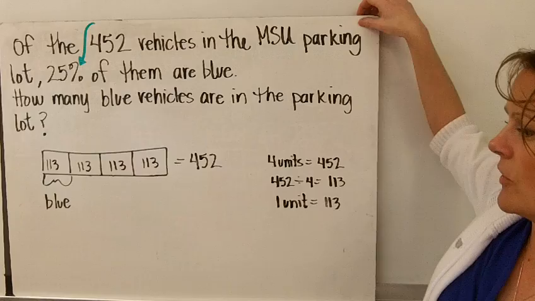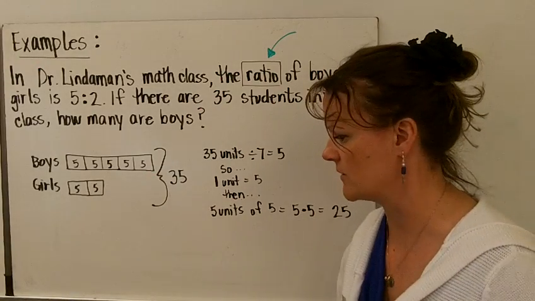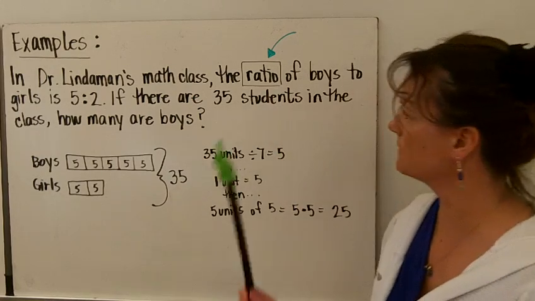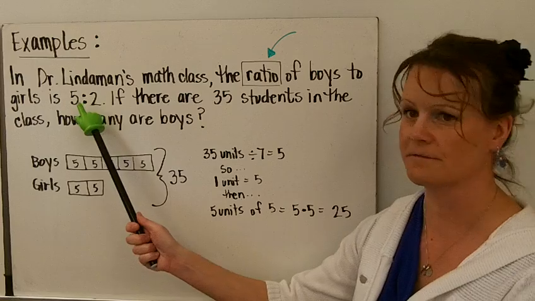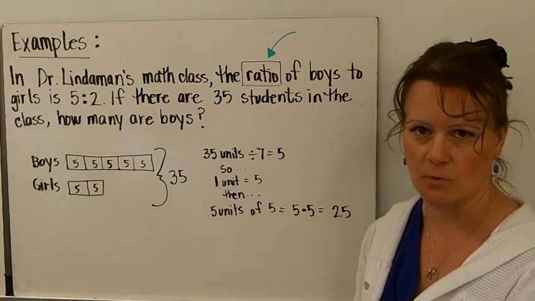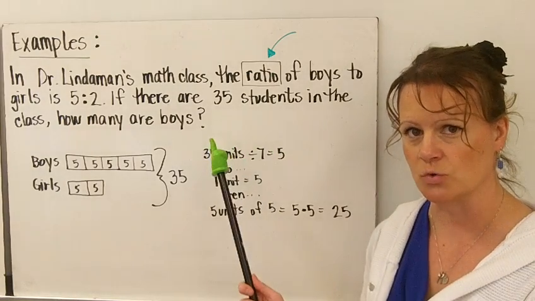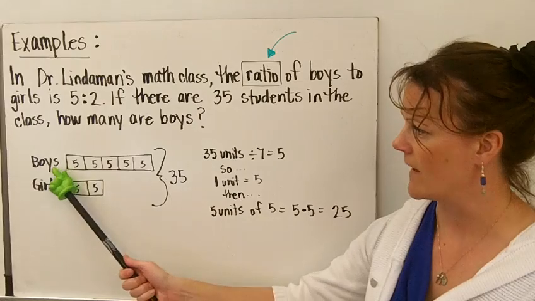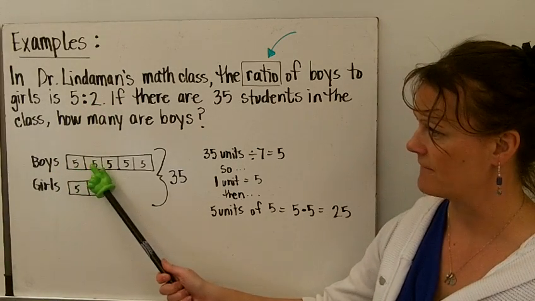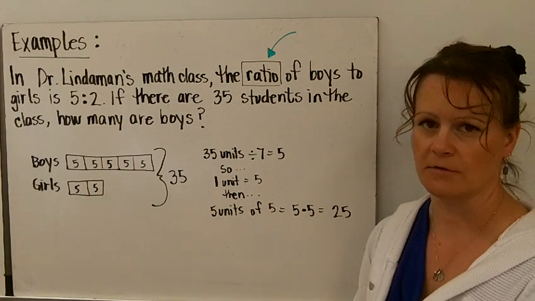I think tape diagrams are also useful in talking about ratios. So let's talk about ratios in this next example. In Dr. Lindemann's math class, the ratio of boys to girls is 5 to 2. If there are 35 students in the class, then how many are boys? So again, in this example for tape diagrams, I'm comparing 2 quantities, boys and girls. So I have my boys and my girls, and I know that the ratio is 5 to 2. So I'm going to have 5 units here and 2 units here for the girls.